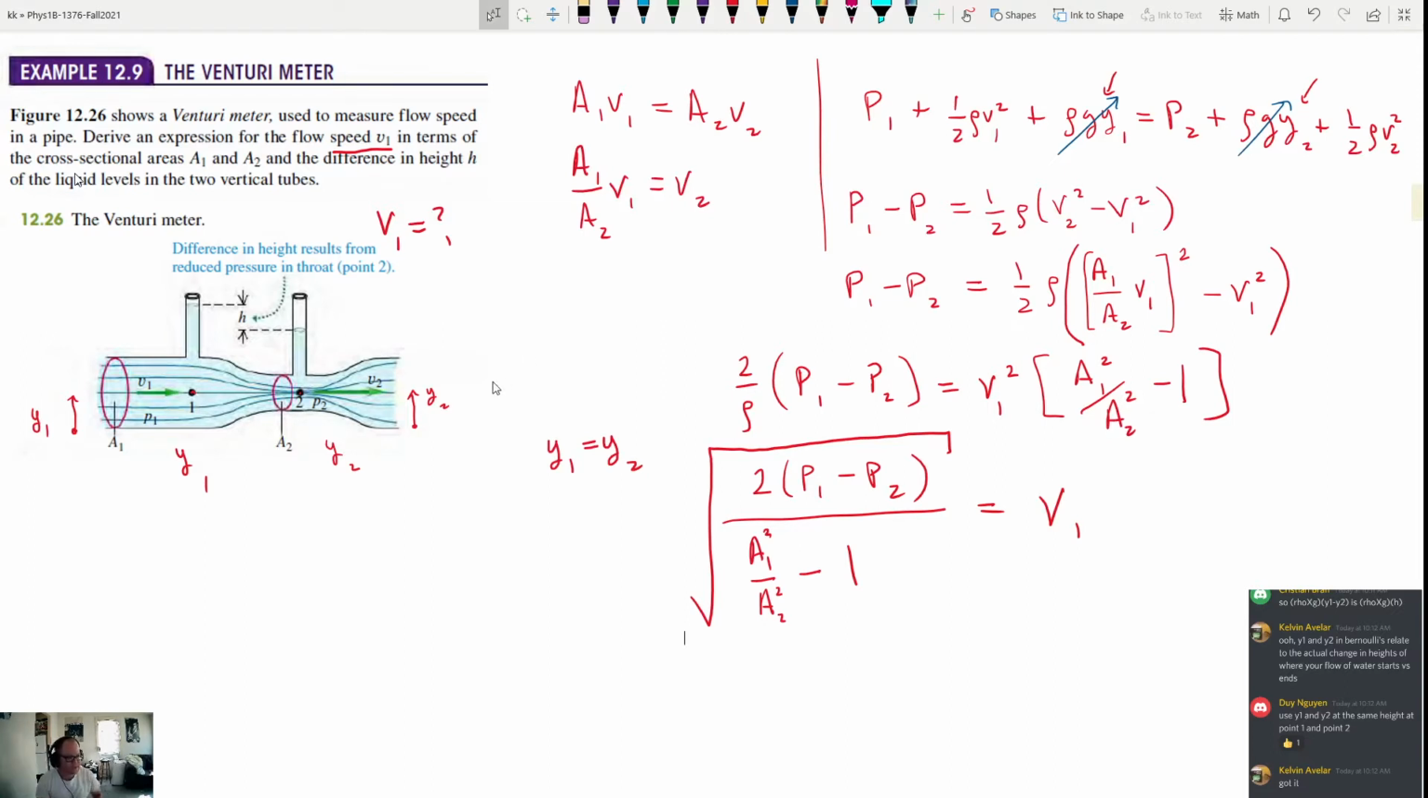Now, if we look back to the problem and reread what they're asking us to find, okay? You could say, are we done? We have V1, right? There's no numbers, so it's kind of hard to know. But in the problem, it says, derive an expression for the flow speed V1 in terms of the cross-sectional areas A1 and A2, and the difference in height H. So are we done, or do we need to do anything else?